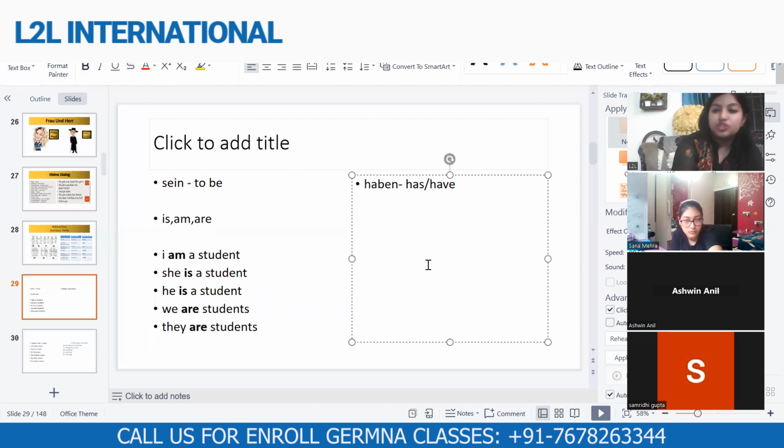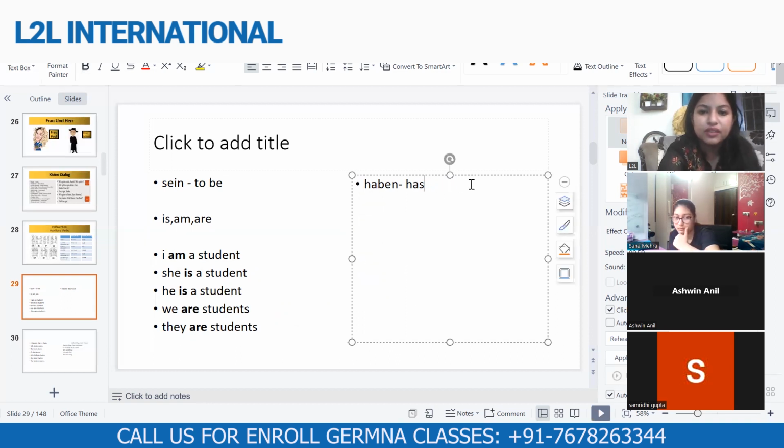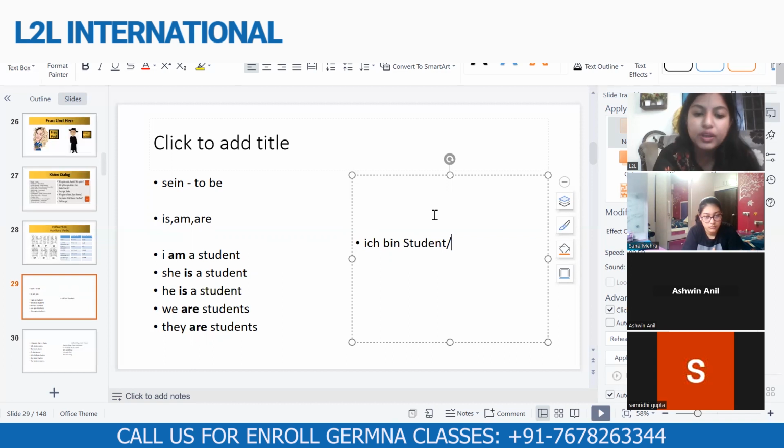Similarly, we do in German. For example, if I have to convert this statement in German, haben I'm removing right now because I need to write the German translation here. So the German translation would be, let's say, ich bin Student. If you are a male student, you would say Student. If you are a female student, you would say Studentin. So Sana would say Ich bin Studentin, but Ashwin would say Ich bin Student.